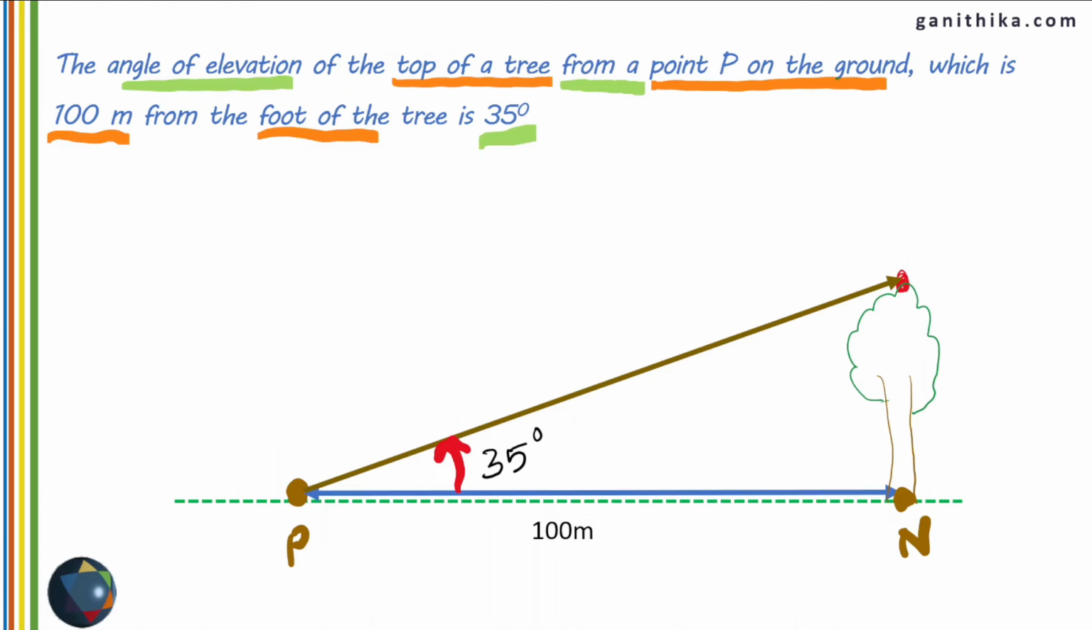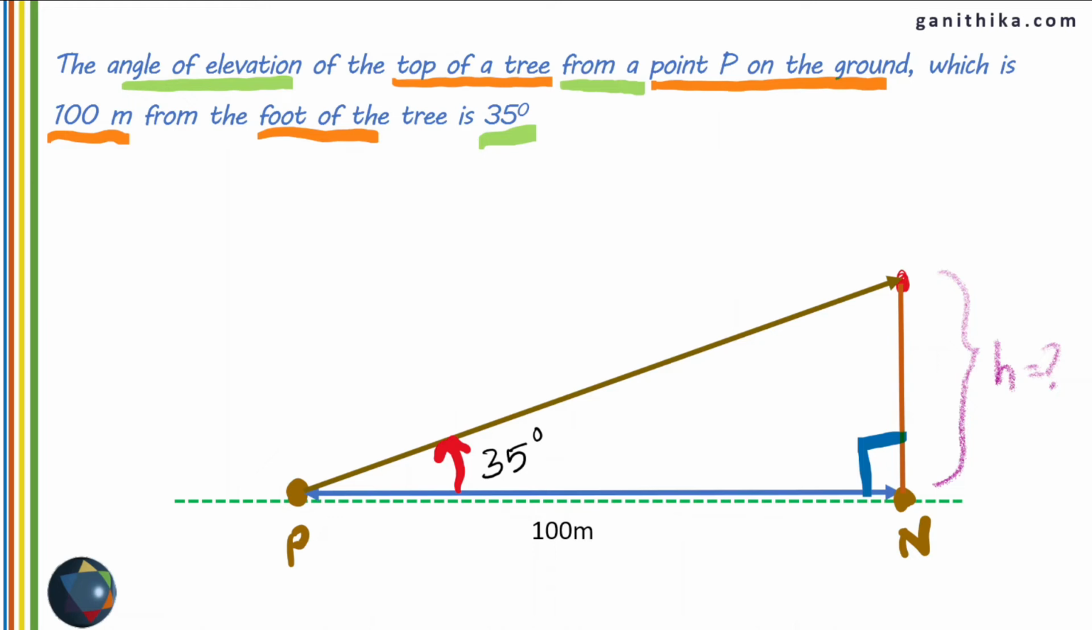Now consider this tree. We are considering the tree to be vertical so that we have a right angle triangle here. Since the tree is considered to be vertical and the ground is considered to be horizontal, the angle between a vertical and horizontal line is always 90 degrees. Therefore, we have a right angle triangle, and in case we are asked to find the height of the tree given this information, this is what we are supposed to find. So this is the height that we are supposed to find using the right angle triangle here.